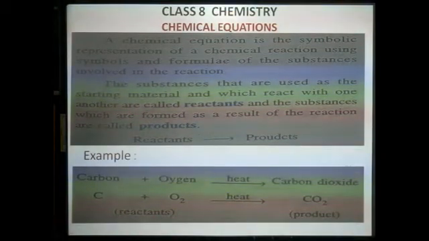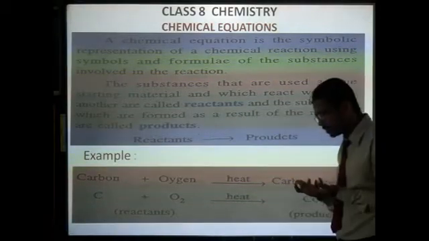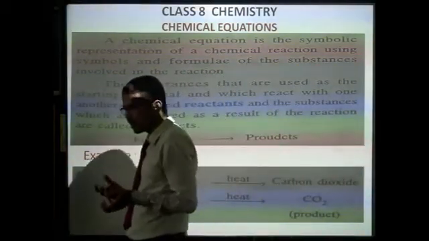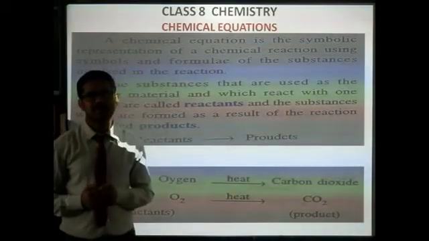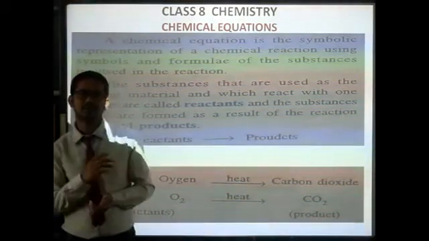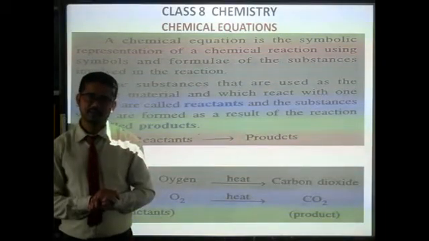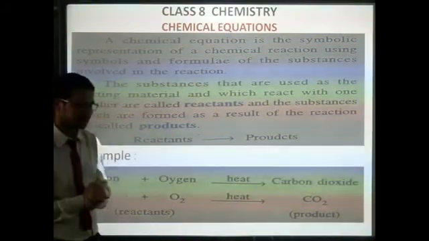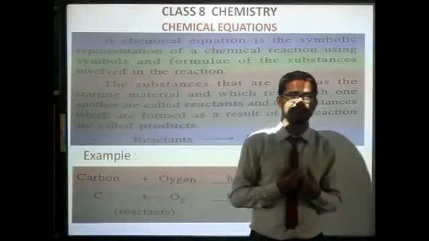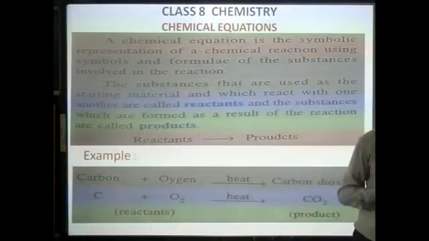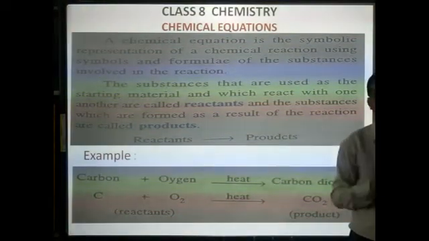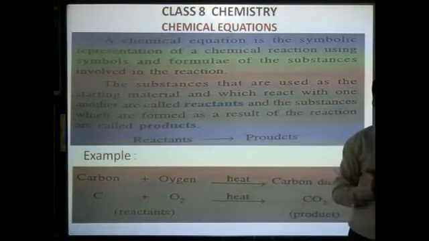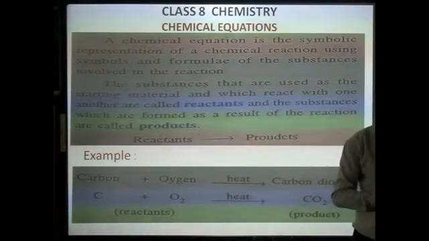So in this chemical equation, the things we will be using are symbols and formulae, the symbols and formulae of the substances involved in the reaction. Whatever symbols and formulae are involved in the chemical reaction, that is what we use to write a chemical equation. Then, the substances which are reacting to give a product are said to be reactants.